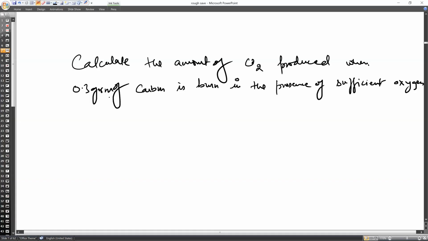Oxygen, 0.3 grams. So C plus O2 will give CO2. I'm saying the mass of one oxygen atom is 16, one carbon atom is 12. Okay. Then find out the original ratio first and then try to find out.